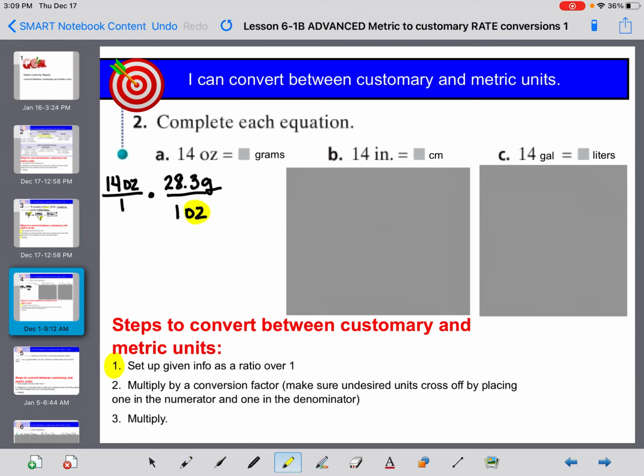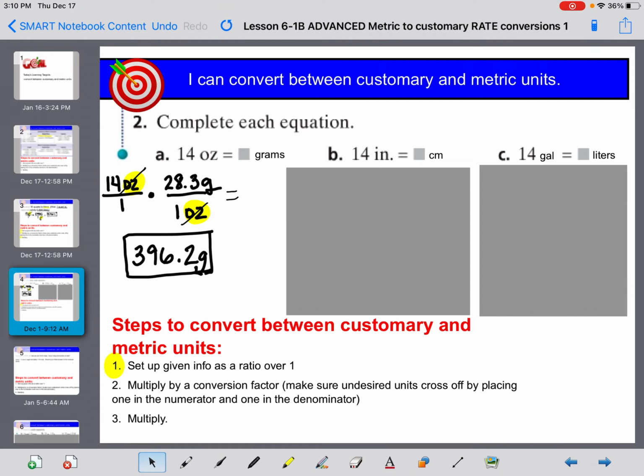Notice how I strategically placed ounces so that 1 was in the numerator and 1 was in the denominator. That means that they will cancel out. Then I simply multiply across. You can use your calculator, or you can do it longhand. Guessing I don't have many takers on that. 396.2. Now, using the other conversion factor, which I said you could use either, you might have gotten a slightly different answer, but not off by much. These are both approximations, and so they'll have a little variation in their answer.